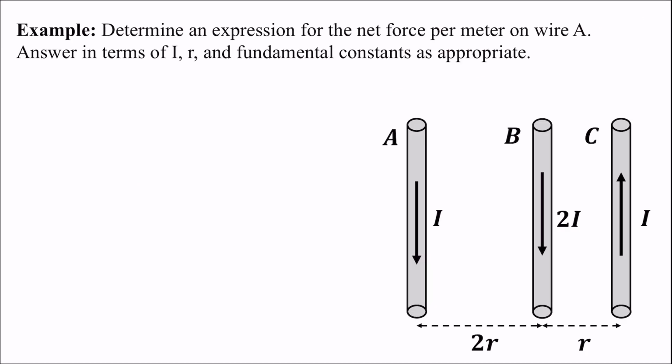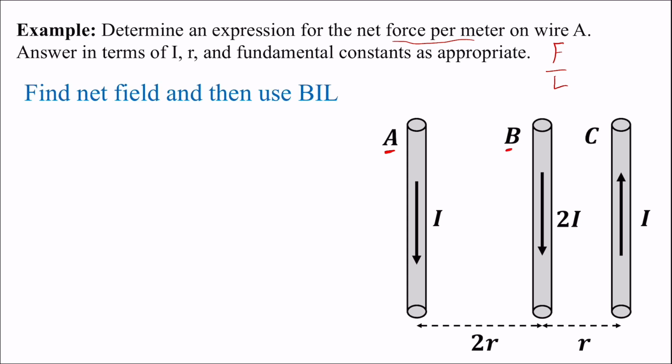Last, I put an example question here asking for the net force per unit length, or force per meter, on one of 3 wires. So I'm trying to find the force per unit length on wire A due to 2 other wires that carry current. So wires B and C will both create a magnetic field that act on wire A. So I'm going to find the net field first due to both wires B and C at A's location, and then use magnetic force equals BIL.